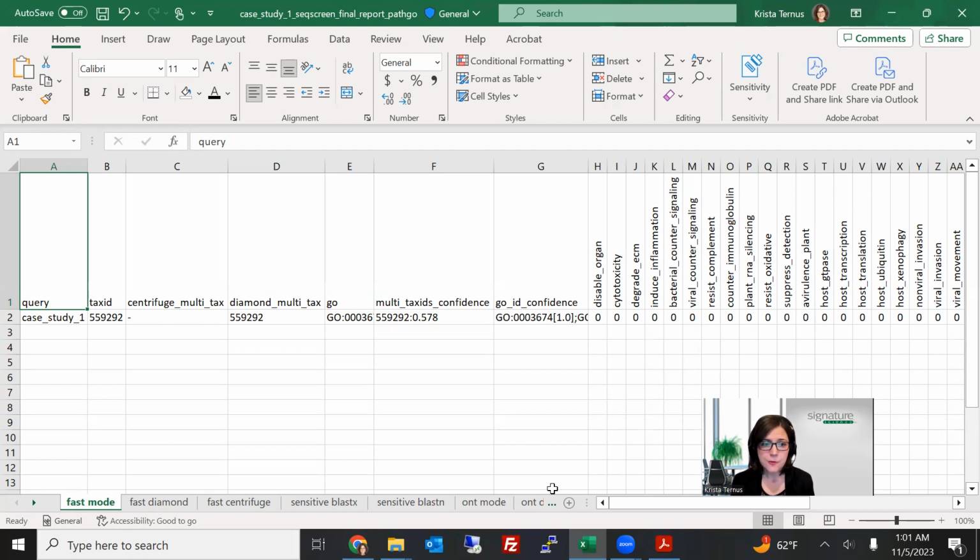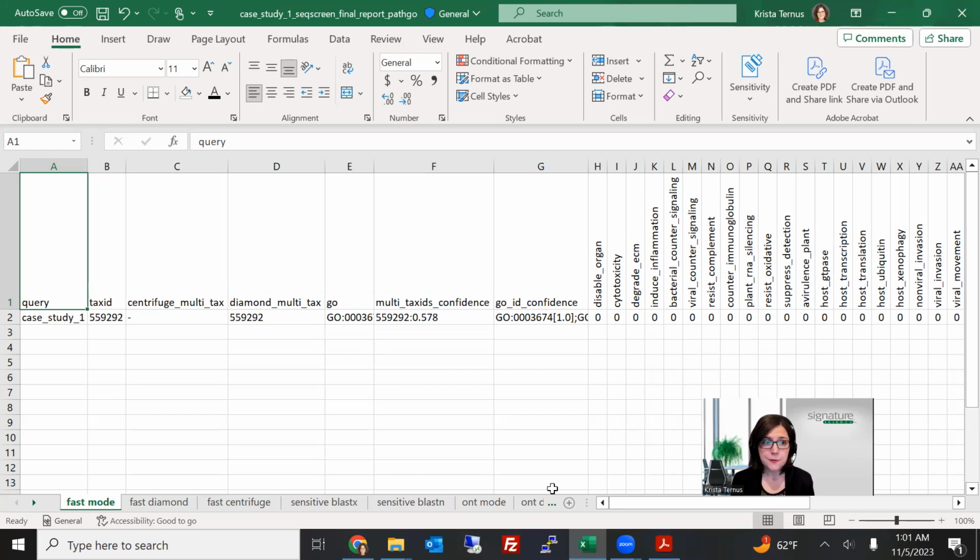Some of the tabs correspond to the different modes of SeqScreen that I ran in this case. Others correspond to intermediate files that came with the different modes that I thought might be helpful to look at. And we'll talk through all of that as we go. I just wanted to give you an overview of what's in this spreadsheet and that there are multiple tabs for a reason. I wanted to keep things separate and look at things one by one because that is really how the output files are generated. They're all separate output files.